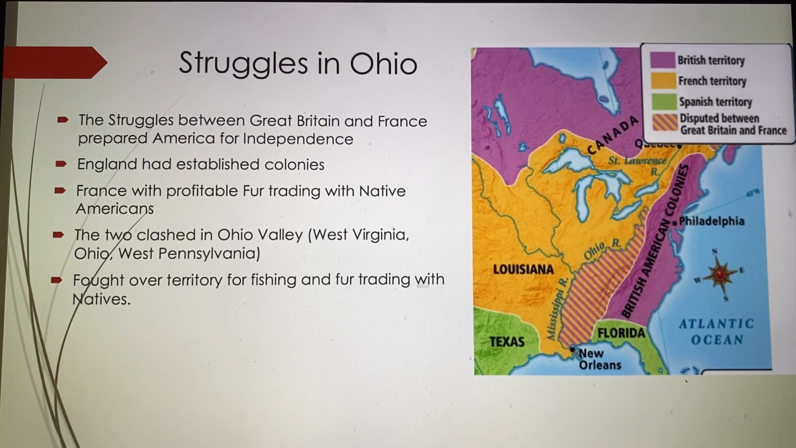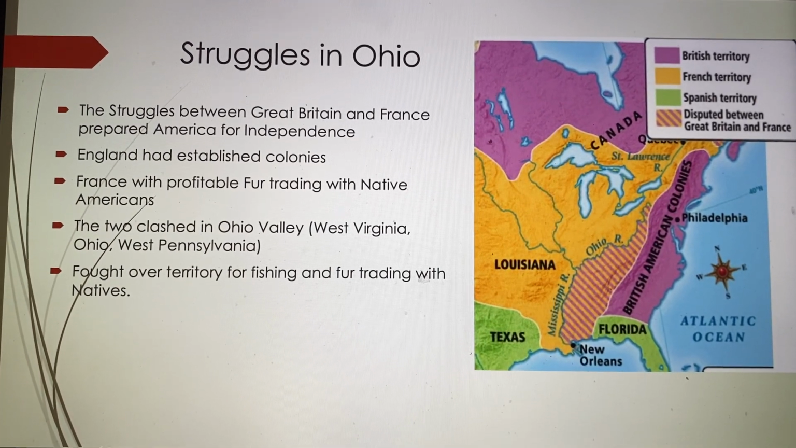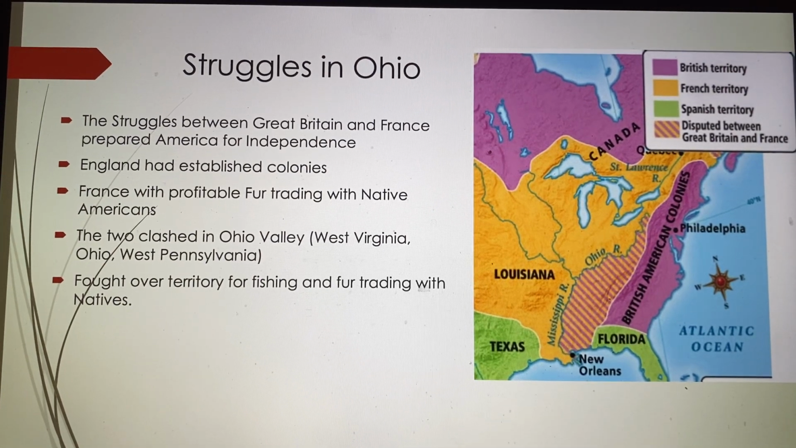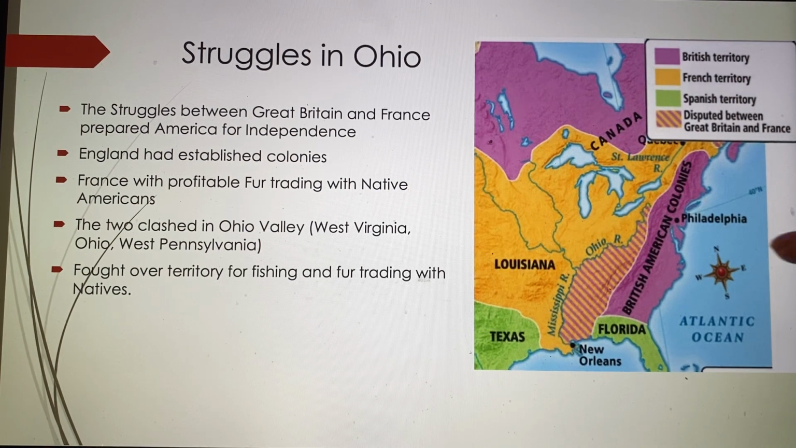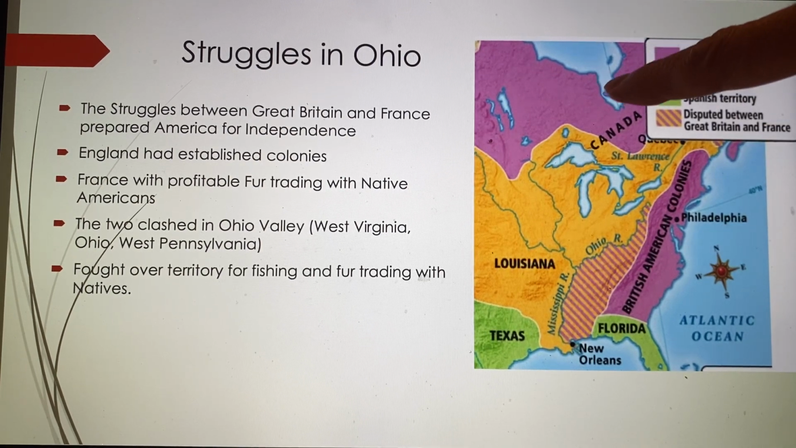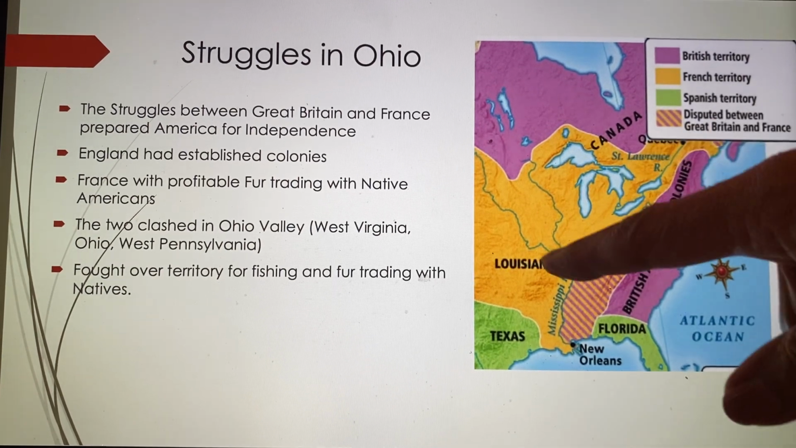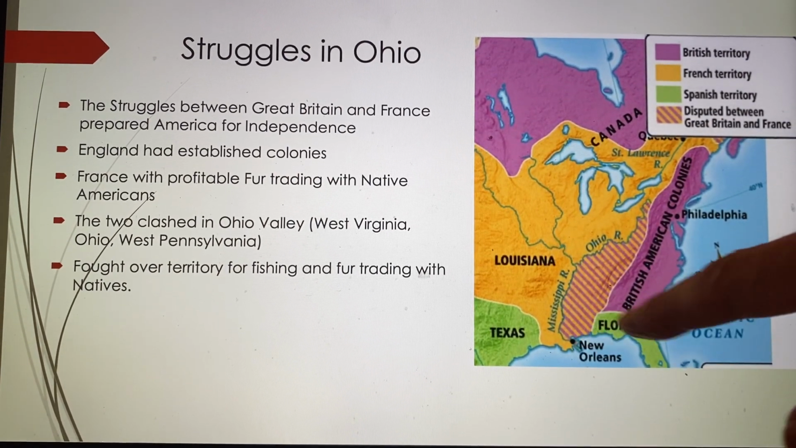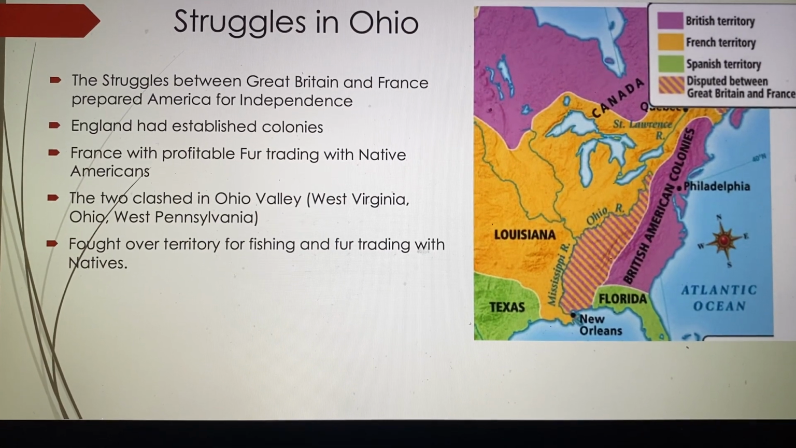So there were struggles in Ohio. As you see in this picture here, you can see basically what was the British territory, the British colonies here. And then you go up here, you'll see Canada was British. The French territory was Louisiana, all of this. And there's Texas over here and Florida, which were Spanish. That's the way it was right then.